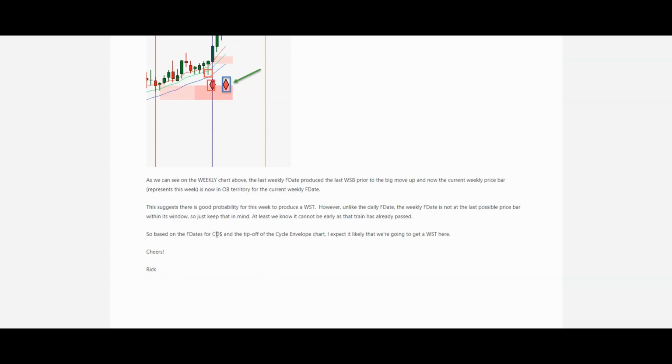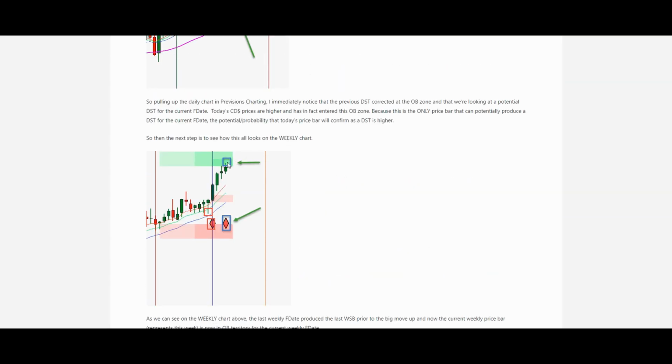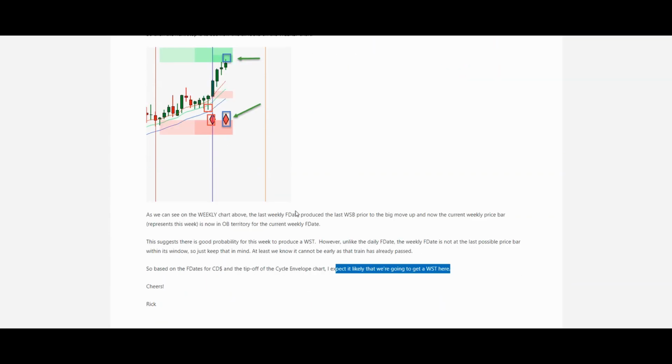Okay, so based on the F dates for Canadian dollar, both the daily and the weekly, and the tip-off that I showed with the cycle envelope chart, I am expecting that we're likely going to get a weekly swing top here. Okay, so depending on when you're actually watching this video, you can now go back and look at it if it's later. If you're getting this right as I'm uploading it today, May 18th, tomorrow, May 19th, you are getting it at a timely point where if you trade the Canadian dollar or you're in a trade in the Canadian dollar, you can do some kind of action, which I'm not even going to be touching on in this video.